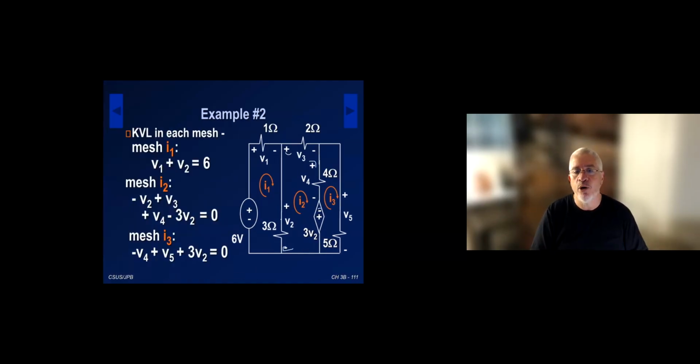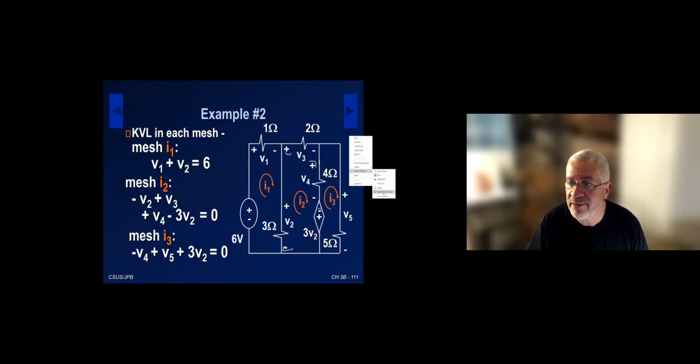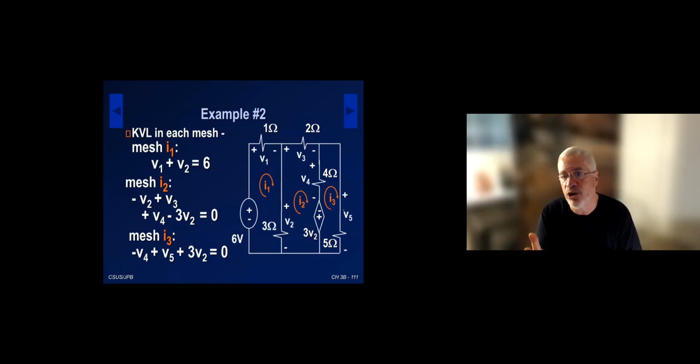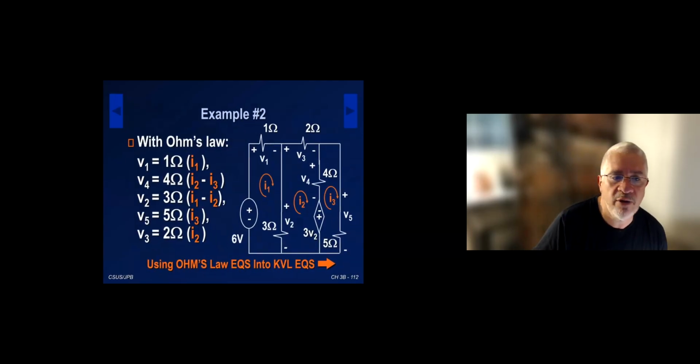And obviously that determines those KVL equations. So KVL in mesh I3: minus V4, plus V5, plus 3V2 equals 0. So these are my 3 KVL equations in terms of voltages. Then I'm going to do Ohm's law. Anytime you do Ohm's law, we're talking passive sign convention. The Ohm's law takes those resistor voltages and converts them to mesh currents. Let me show you some examples of that.